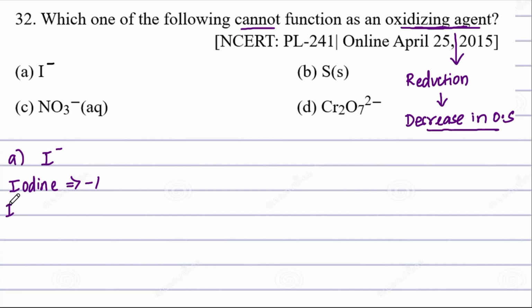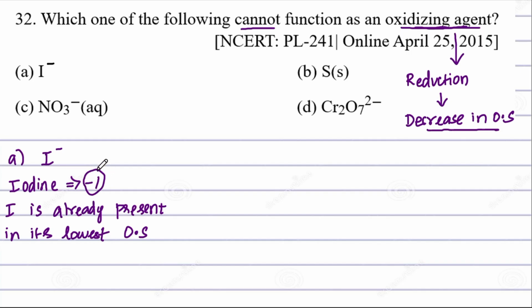So, iodine is already present in its lowest oxidation state because for iodine, the lowest oxidation state it can exhibit is -1 only. So, what is actually reduction? Reduction is gain of electron. Iodine can gain only 1 electron. So, it shows the lowest oxidation state of -1 only.